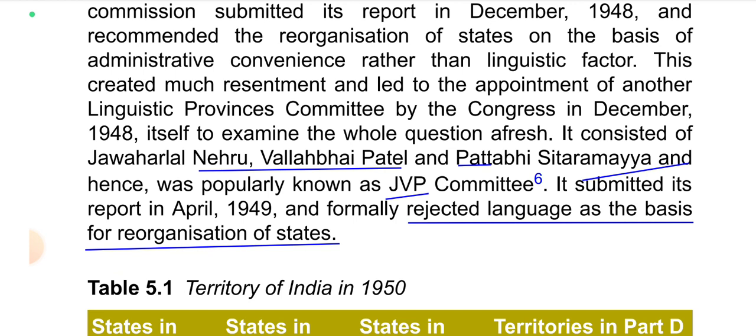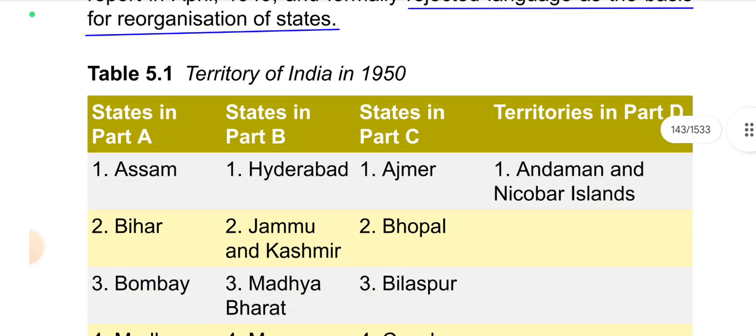So the demand was first raised from the South, and then a committee was set up, and the committee recommended that it cannot be done on a linguistic basis; we will do it on the basis of administrative convenience. This created much resentment and led to the appointment of another Linguistic Provinces Committee by the Congress in December 1948 itself to examine the whole question afresh. It consisted of Jawaharlal Nehru, Vallabhbhai Patel and Pattabhi Sitaramayya, and hence was popularly known as the JVP committee. So, why JVP? Jawaharlal, Vallabhbhai and Pattabhi Sitaramayya. It submitted its report in April 1949 and formally rejected language as the basis for reorganization of states.